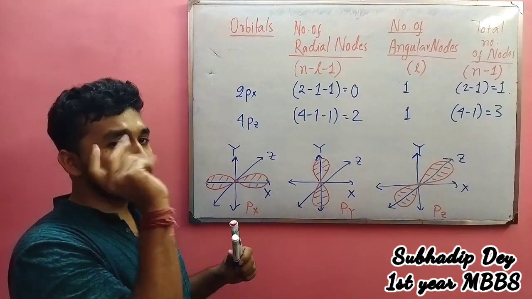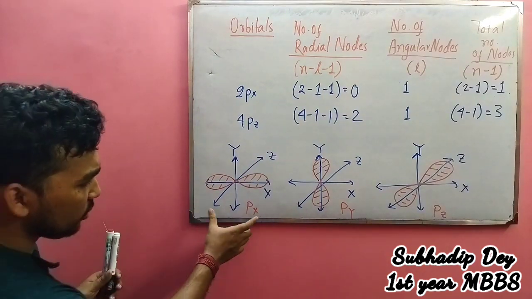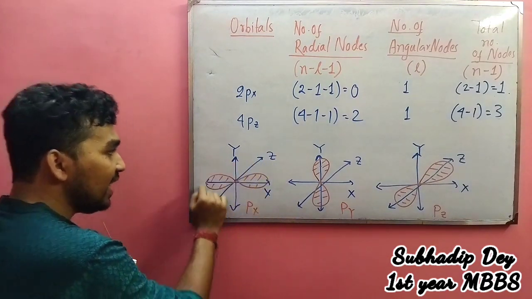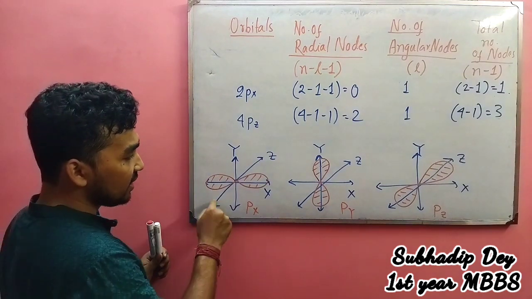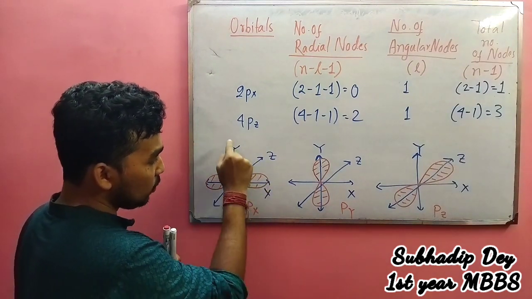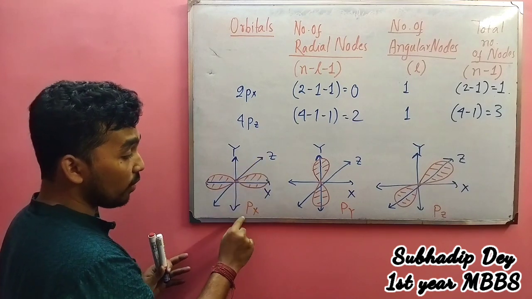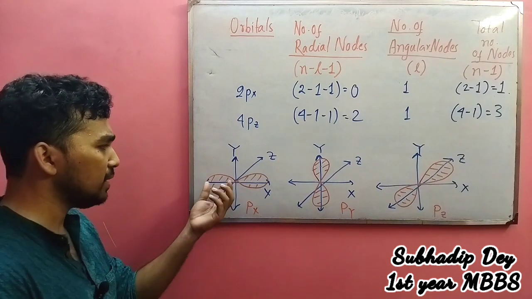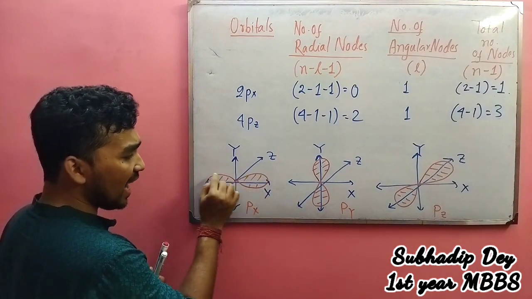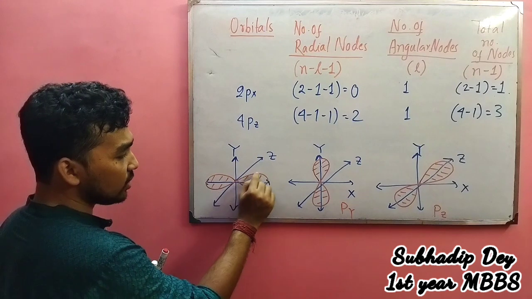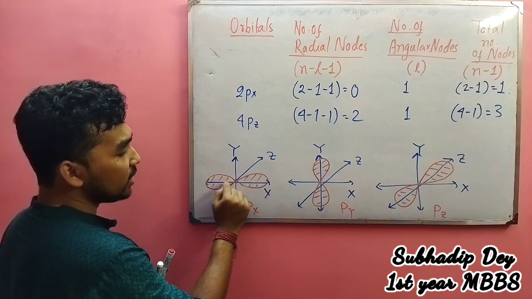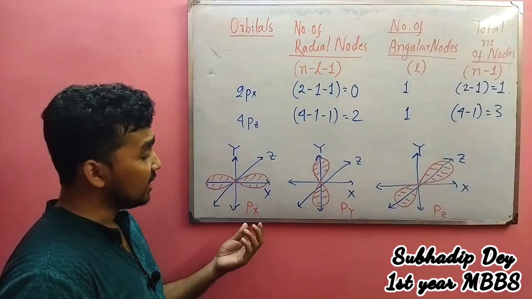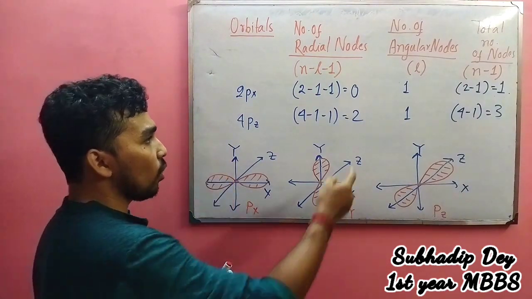Now see, there is a concept, so understand it a little. Here you see it is the px orbital. Diagrammatically it looks like this, right? These are the three axes, px, py and pz axis. Now in the px orbital, the probability of finding the electron is maximum along the px axis. And for the px orbital, the number of planar nodes is always 1.